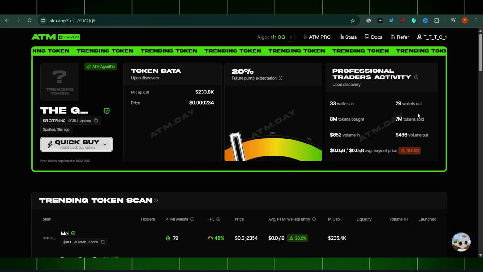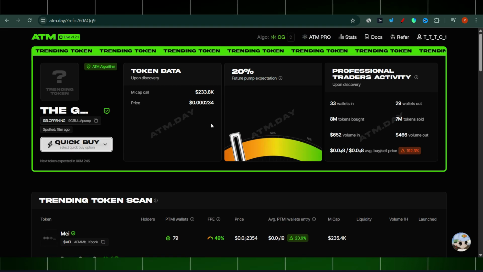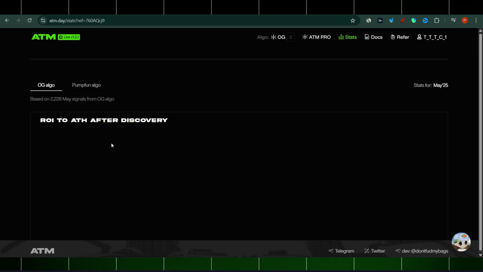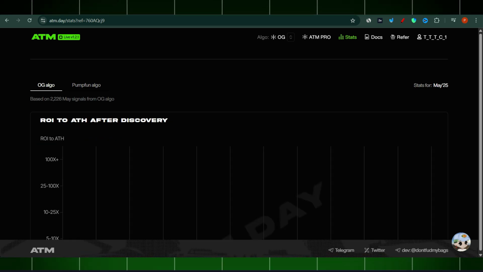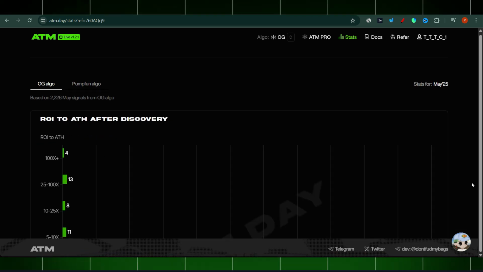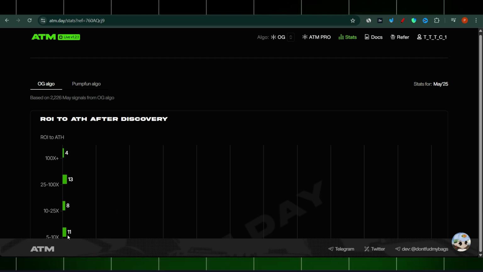I'm not saying that all those coins are brilliant, okay? Some of those coins, they have their stats here. And going to the stats, ROI to ATH after discovery. So here are the stats. You have those stats available, and you can go and check them yourself.